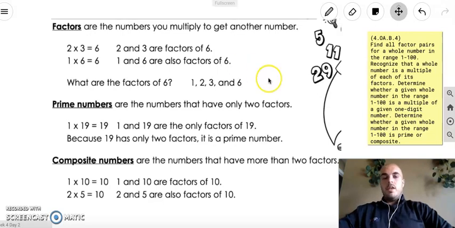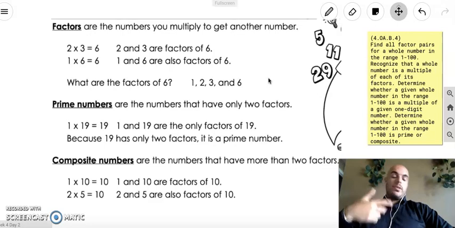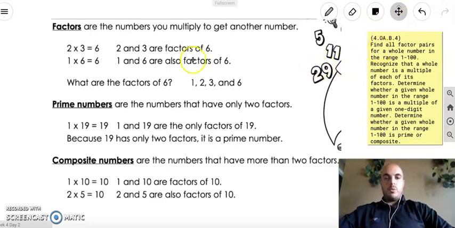Today's day 2. And we're going to be working more and more on our factors, prime and composite numbers, and our multiples, just like we were yesterday. So let's review some of our rules. Factors are the numbers you multiply to get another number. For instance, 2 times 3 gives us 6, as well as 1 times 6 gives us 6. So in this case, the factors of 6 are 1, 2, 3, and 6. Again, the things you multiply to find the product of 6 are the factors of 6.